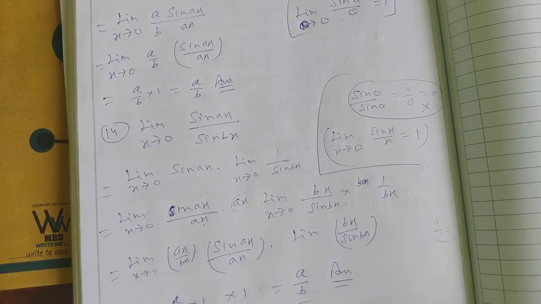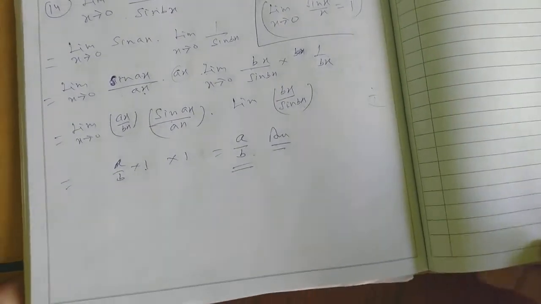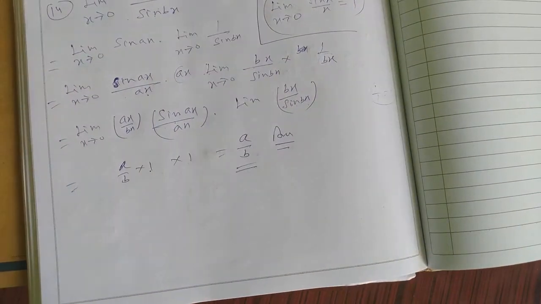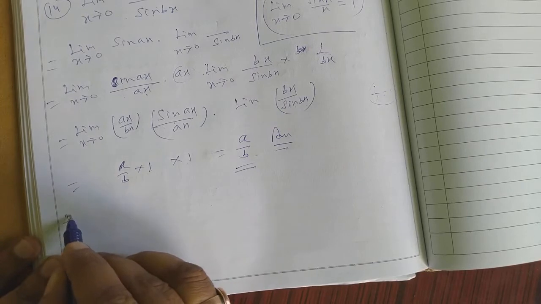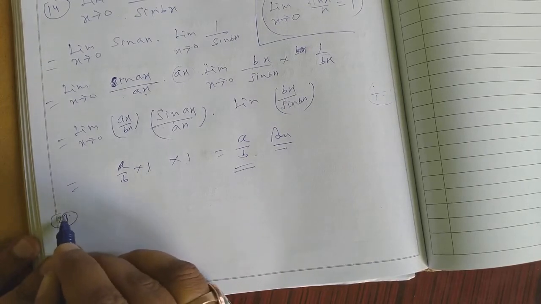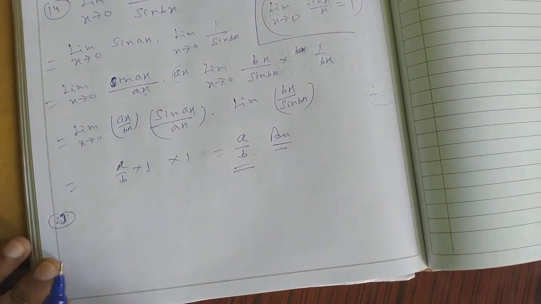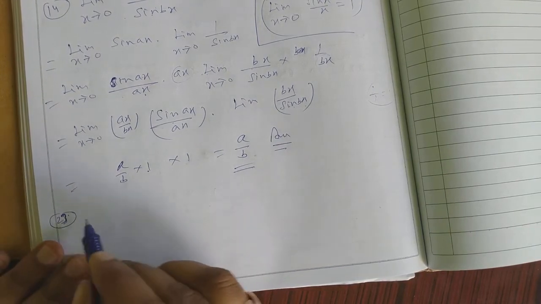The next question will be solved here. Yes, students, the next question will be solved. The next is the 23rd question. This is an important question, the 23rd. It is a different type of question. The rest of the questions are similar to question numbers 12, 13, 14, but the 23rd is a different type of question.